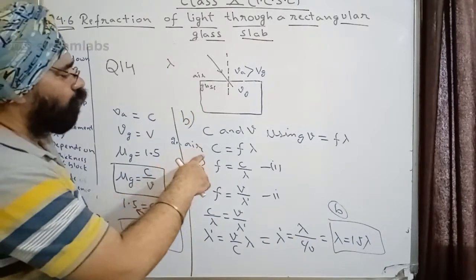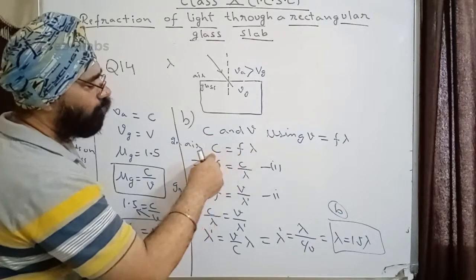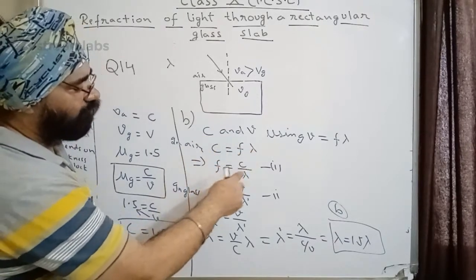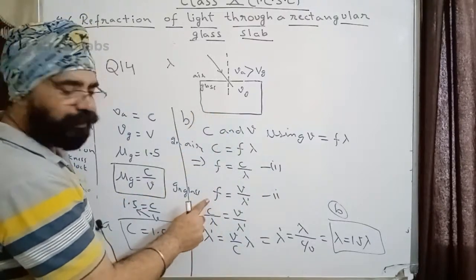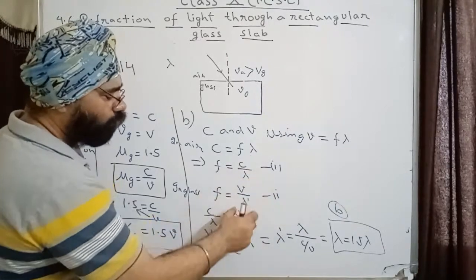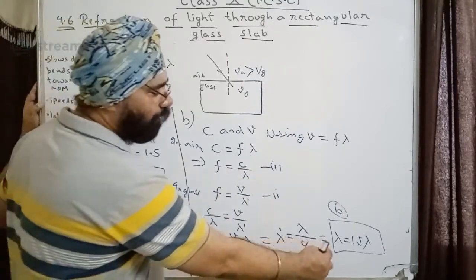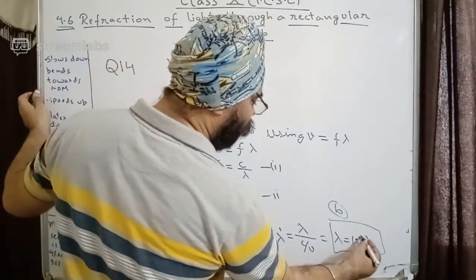सो वी यूज दैट c इज इक्वल टू f लैम्डा. तो c इज इक्वल टू f लैम्डा विच मीन्स f इज इक्वल टू c बाय लैम्डा. ये हमारा फर्स्ट हो गया. नाउ इन ग्लास द फ्रीक्वेंसी डजंट चेंज सो इट बिकम्स v अपॉन लैम्डा डैश. ये हमारा सेकेंड हो गया. हम दोनों को इक्वेट करते हैं और हमारा लैम्डा इज इक्वल टू 1.5 lambda dash.